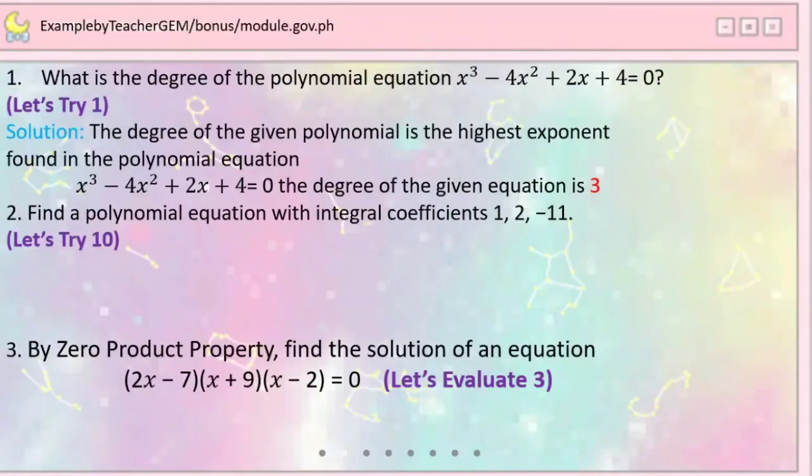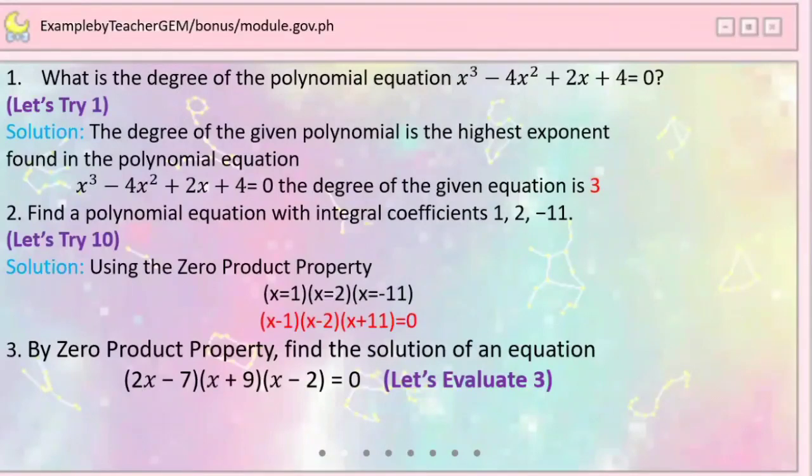Next natin, find the polynomial equation in the integral coefficient. Dito naman tayo, using CPP natin or zero product property po natin. Di ba? We have 1, 2, and negative 11. Parang yung kabaligtaran lang niya. So, i-express lang natin siya. Lilipat natin sila sa kabilang equal sign. So, x is equal to negative 1, x is equal to negative 2, and x is equal to negative 11 is equal to 0. Or letter C ng ating let's try page number 2.